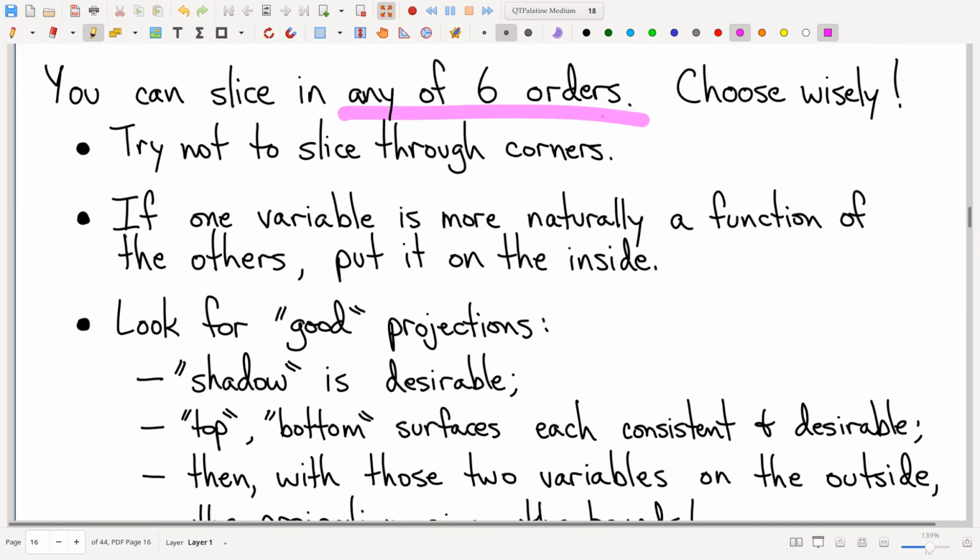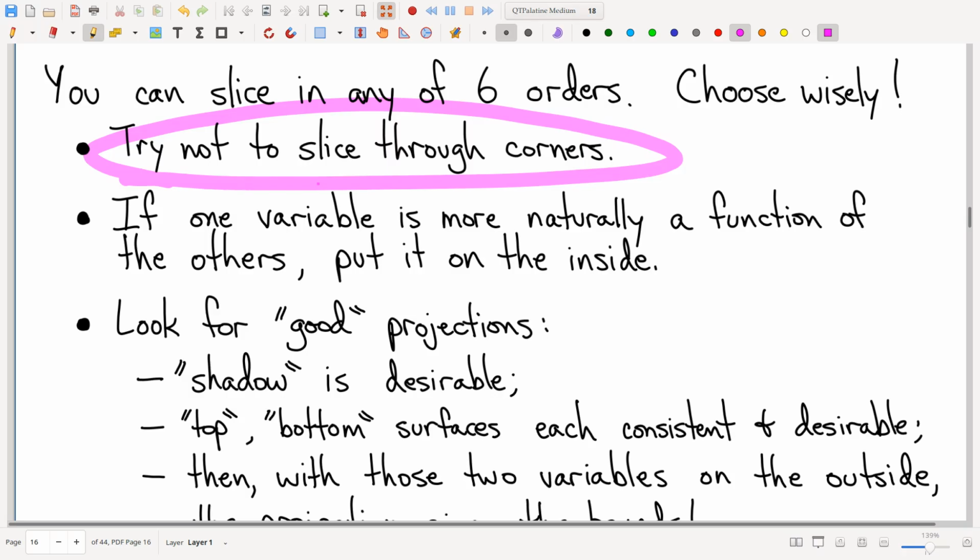You've got 6 options on how to slice. You want to do your best to make good choices. You make good choices here and everything's downhill. You make bad choices here and it's going to be an uphill slog, and you're going to pay various kinds of penalties for making a bad choice. So how do you make a good choice? Just like with double integrals, try not to slice through corners. It's very likely to put you into a weird situation where your bounds are different for different sides, and you're going to have to break it up into pieces. It's not going to be nice. So try not to slice through corners to the extent you can.